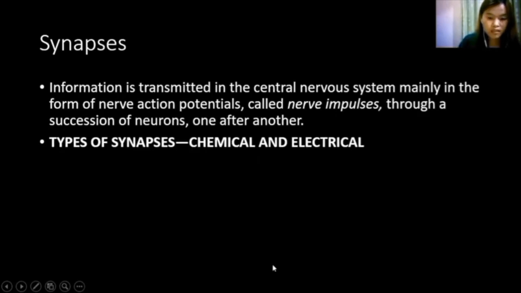So, synapses. The synapse is the junction between neurons, or the junction between a neuron and an effector. Information is transmitted in the central nervous system mainly in the form of nerve action potentials, called nerve impulses, to a succession of neurons one after another. There are two types of synapses: the chemical and the electrical.